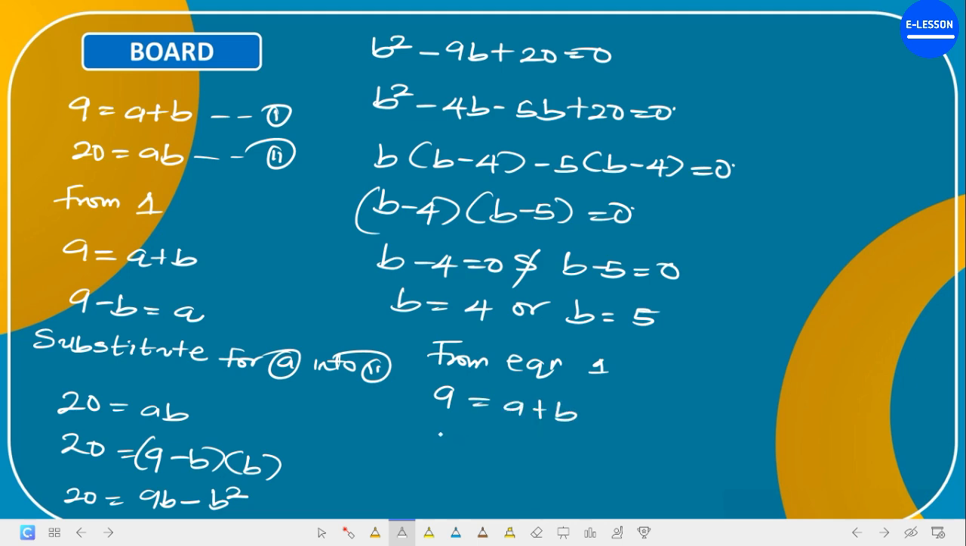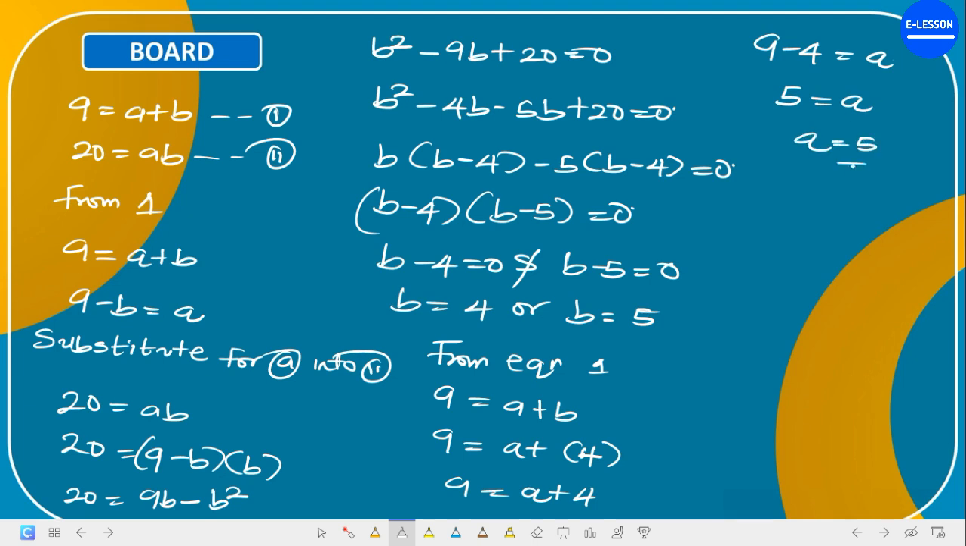If 9 is equal to a plus b, 9 will be equal to what? What is the value of a? You don't know it, but you know the value of b as what? 4. So this gives us 9 is equal to a plus 4. What will be your a? 4 comes to this side, becomes 9 minus 4 is equal to a. 9 minus 4 is what? 5 is equal to a, and a is equal to 5.